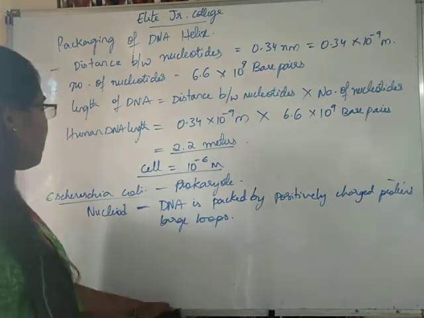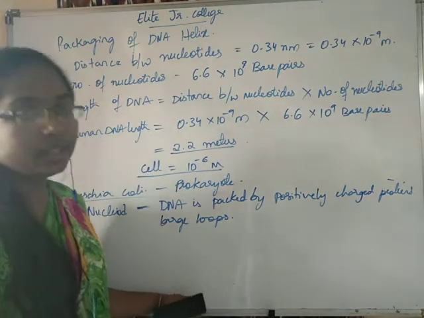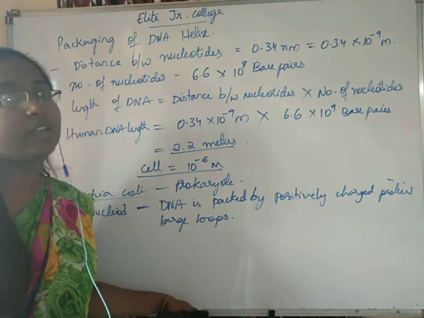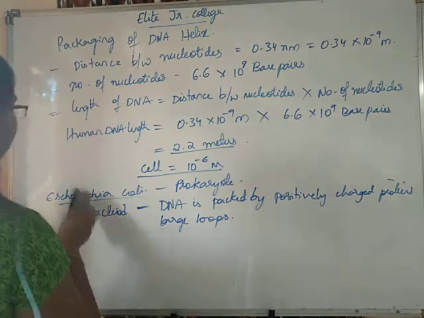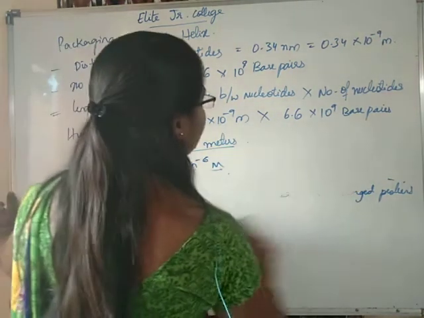So, this is about E. coli. Let us see the case of human beings. Human beings show a very complex packing of DNA because their DNA is very long. Let us see how human DNA is packed into the cell.